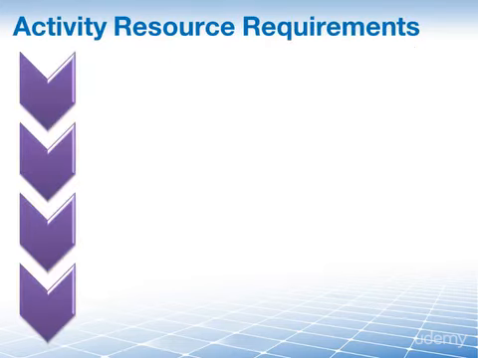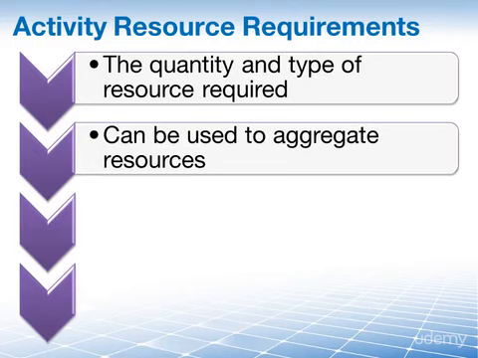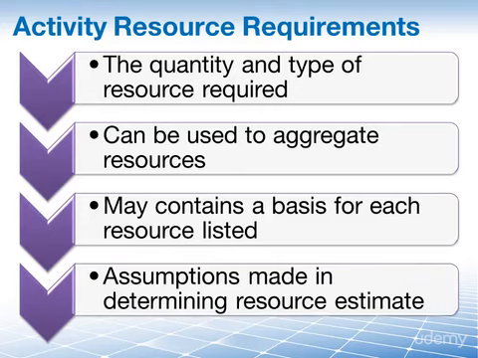The goal of this process is to identify and estimate what kind of and how many resources are needed for each activity in a work package. So the activity resource requirement list contains the quantity and type of resources for each activity. It can be used to aggregate the total resources required in a work package or a work period. Often it will contain a basis of the estimates for each resource, and it contains the assumptions that were used to determine the resource estimates.